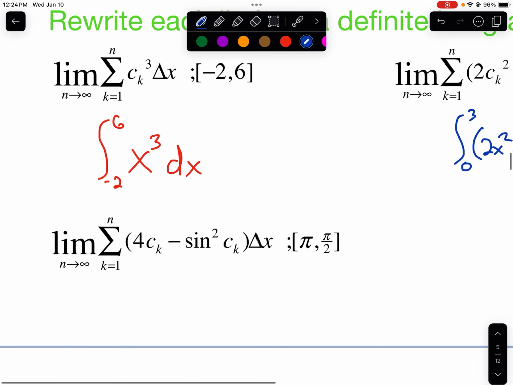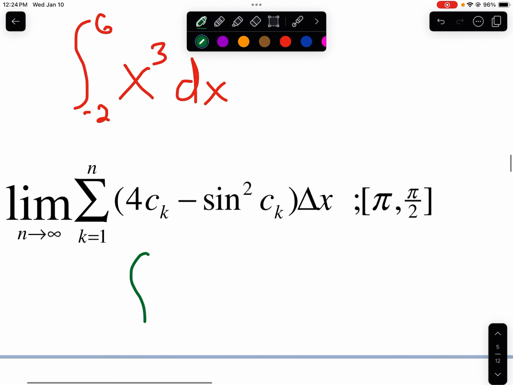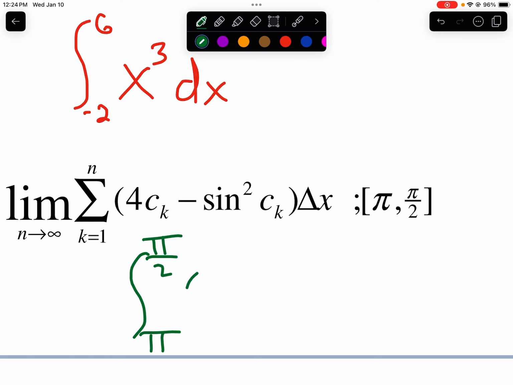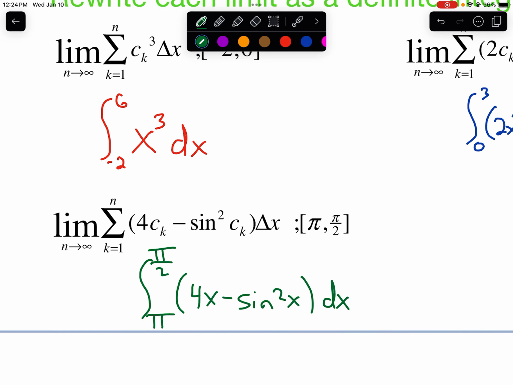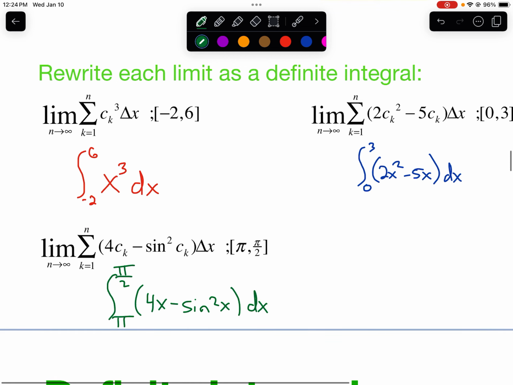One more with you here. Our limits of integration are pi and pi over 2. Notice the upper limit is technically less than the lower limit here, which is kind of strange, but we'll talk about a property for that in a moment. In terms of our integrand, 4x minus sine squared x is what I see here, and our delta x there gets filled in with our dx. Not the biggest idea, but still important for us to be able to connect the summation notation to the definite integral notation, at least a little bit.